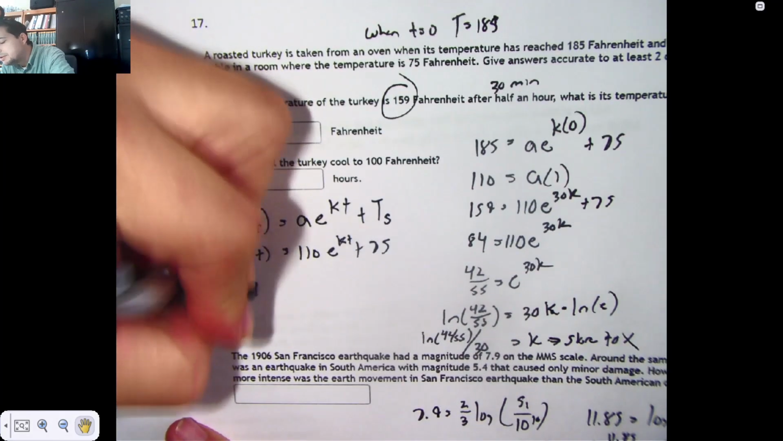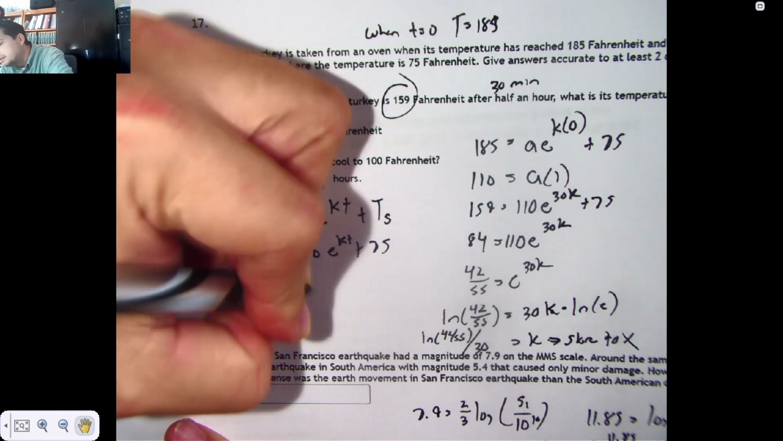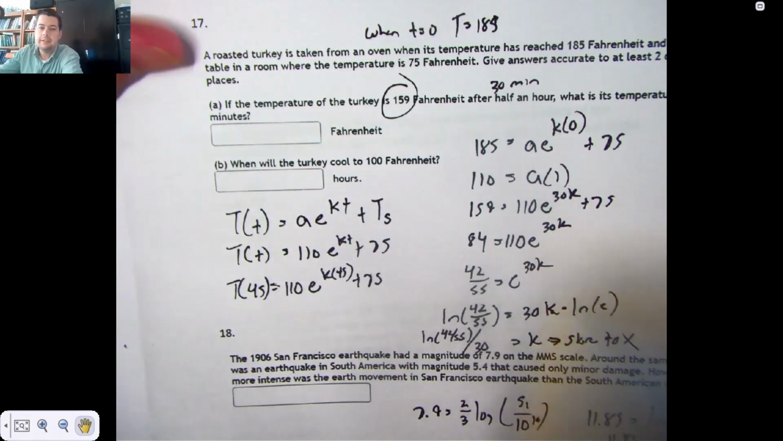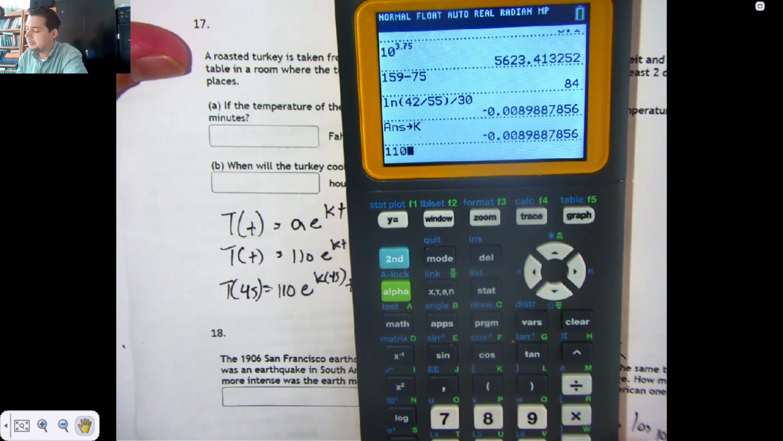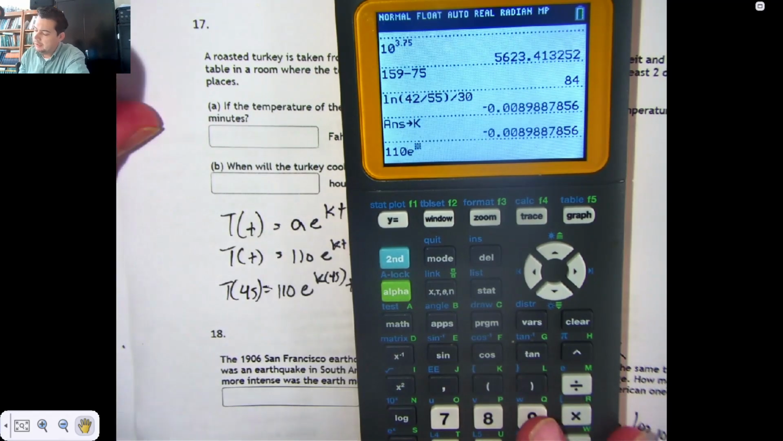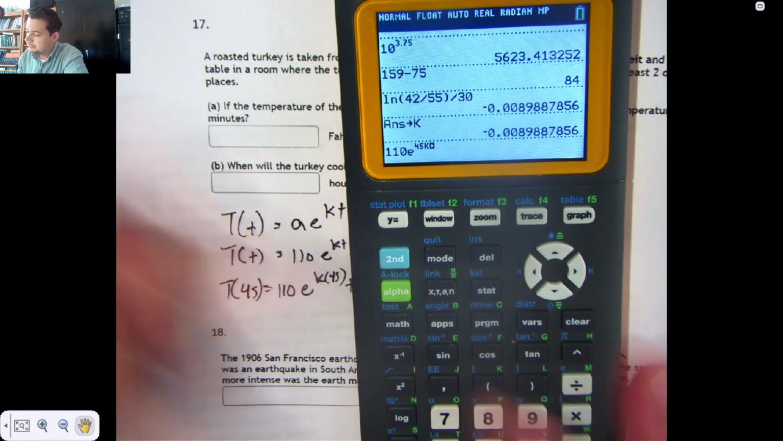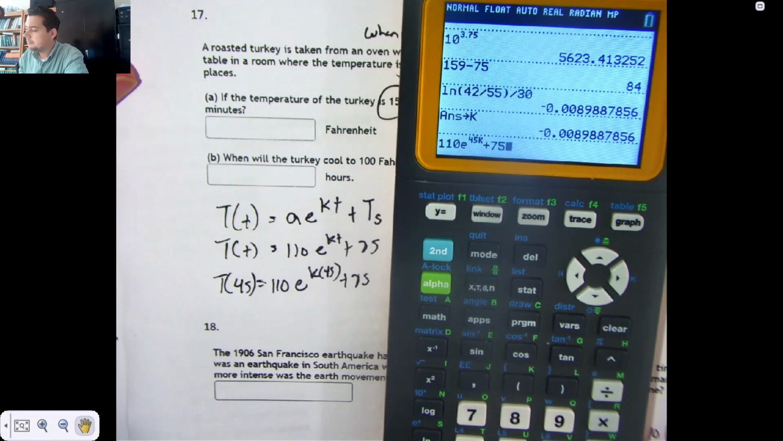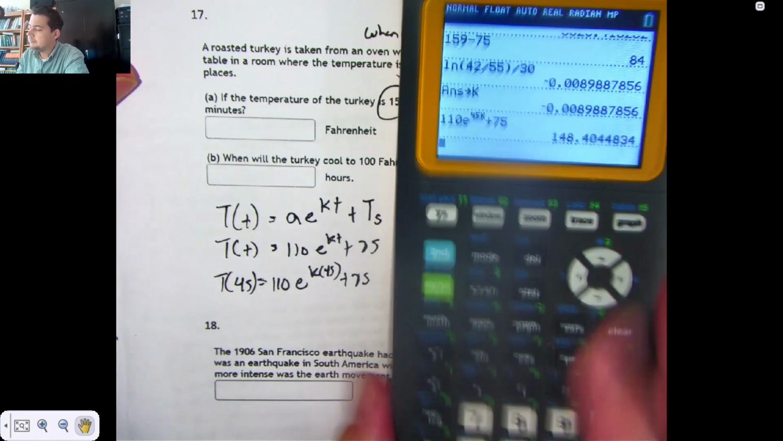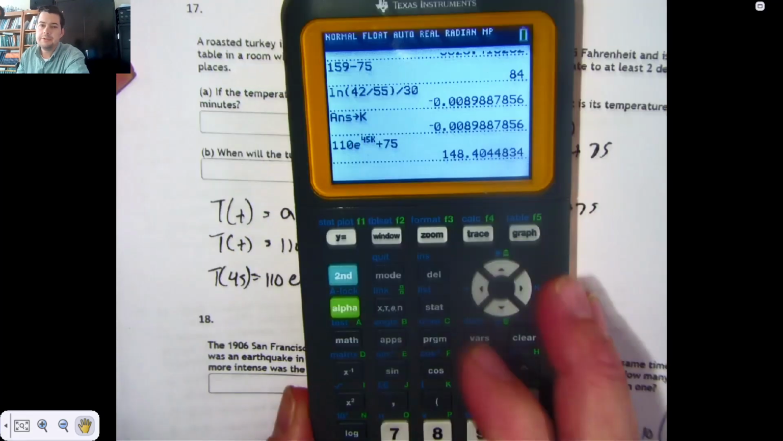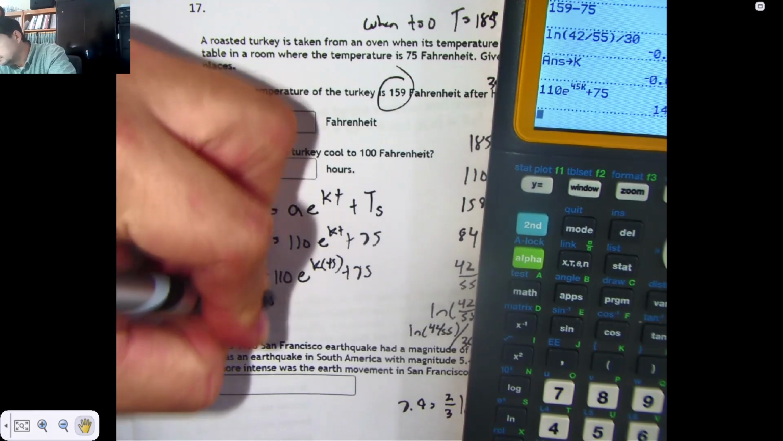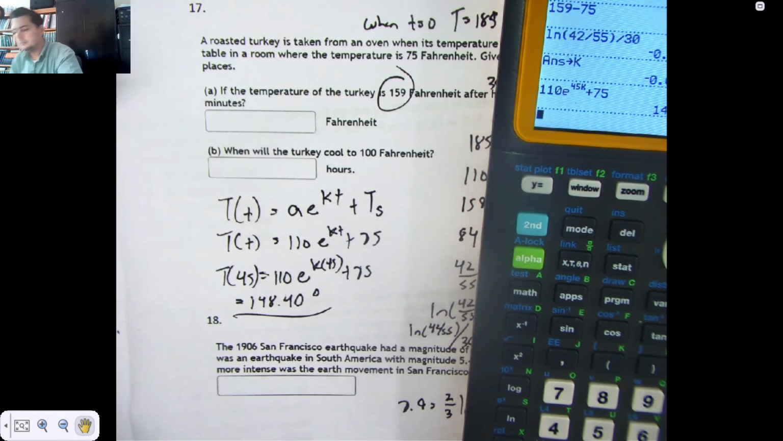What's its temperature after 45 minutes? So the temperature as a function of 45 is 110 e to the K times 45 plus 75. And then you can just push buttons in the calculator. 110 e to the 45K and then add 75. Still pretty hot, isn't it? 148.4 degrees. Probably not going to eat that turkey.